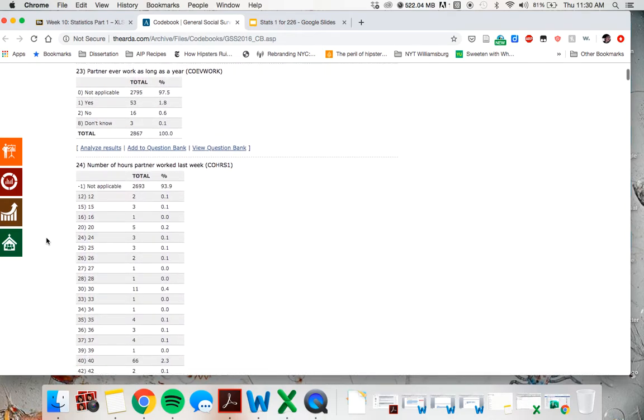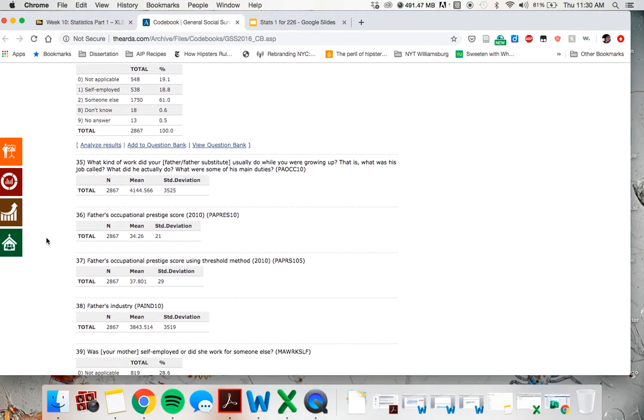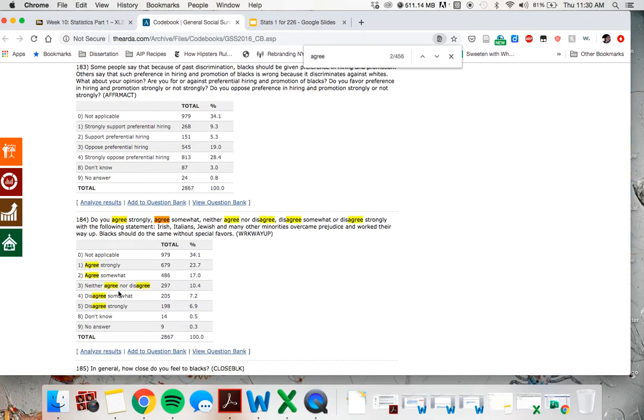Let's just see if we can find a quick ordinal level just to give you an example. Okay, so here's an example. This one is asking, do you agree, strongly agree, somewhat disagree, etc., with the following statement? Irish, Italians, Jewish, and many other minorities overcame prejudice and worked their way up. Blacks should do the same without special favors. Yeah, this survey gets into some real topics in American society. But anyway, it is at an ordinal level. You can agree strongly, agree somewhat, neither agree nor disagree, disagree somewhat, disagree strongly, etc.